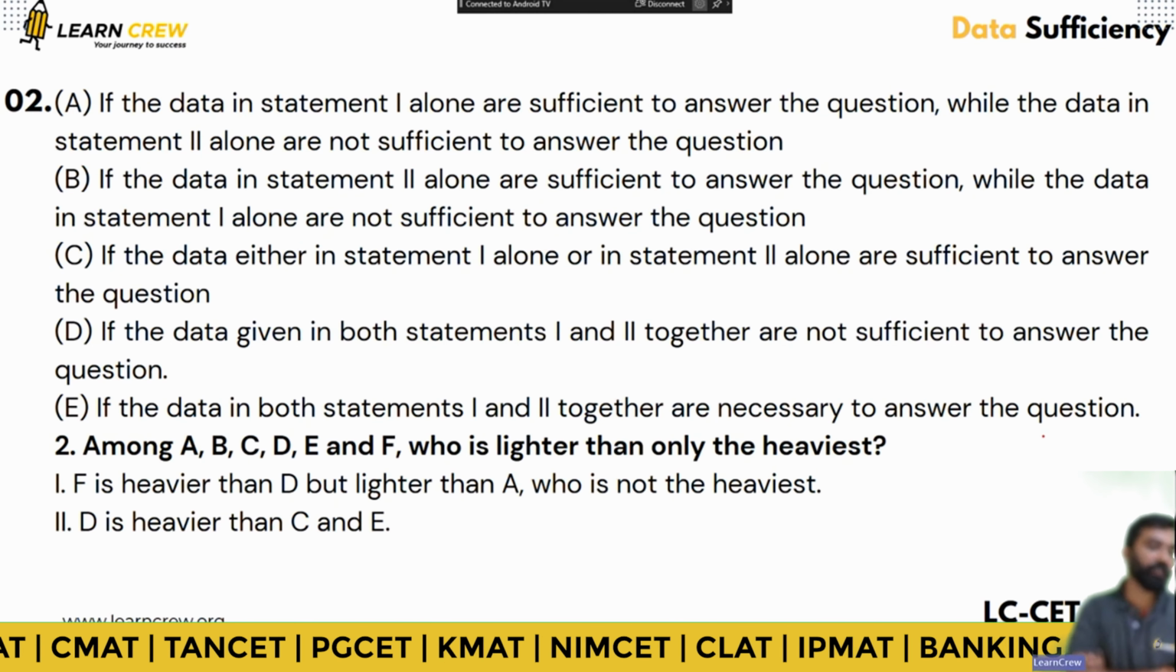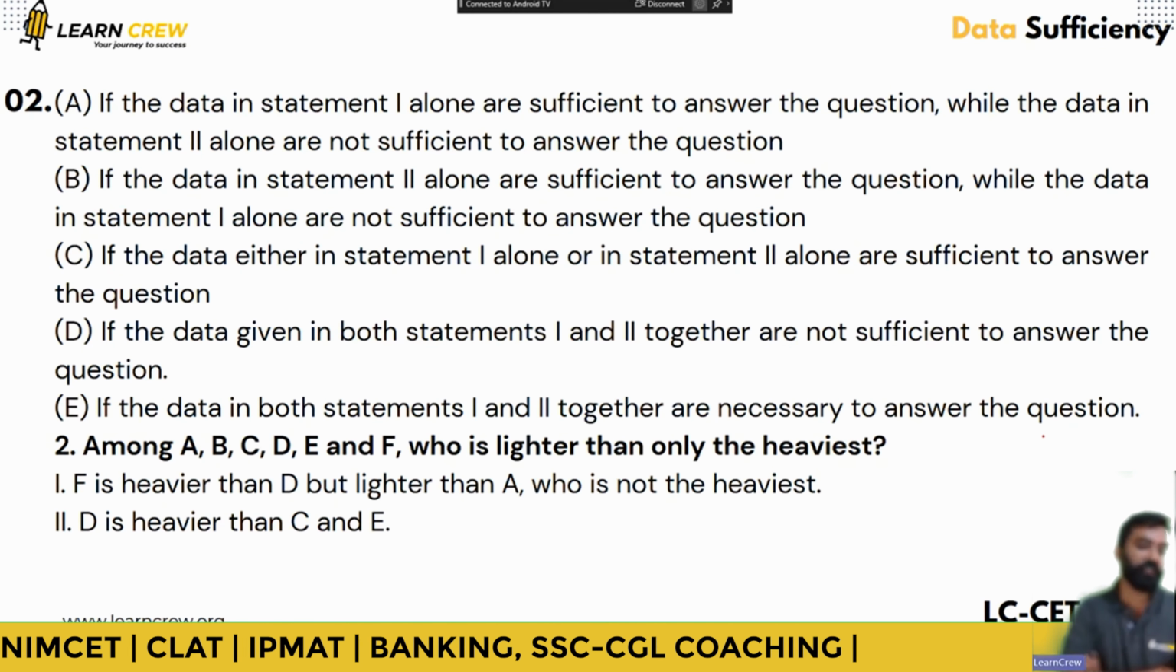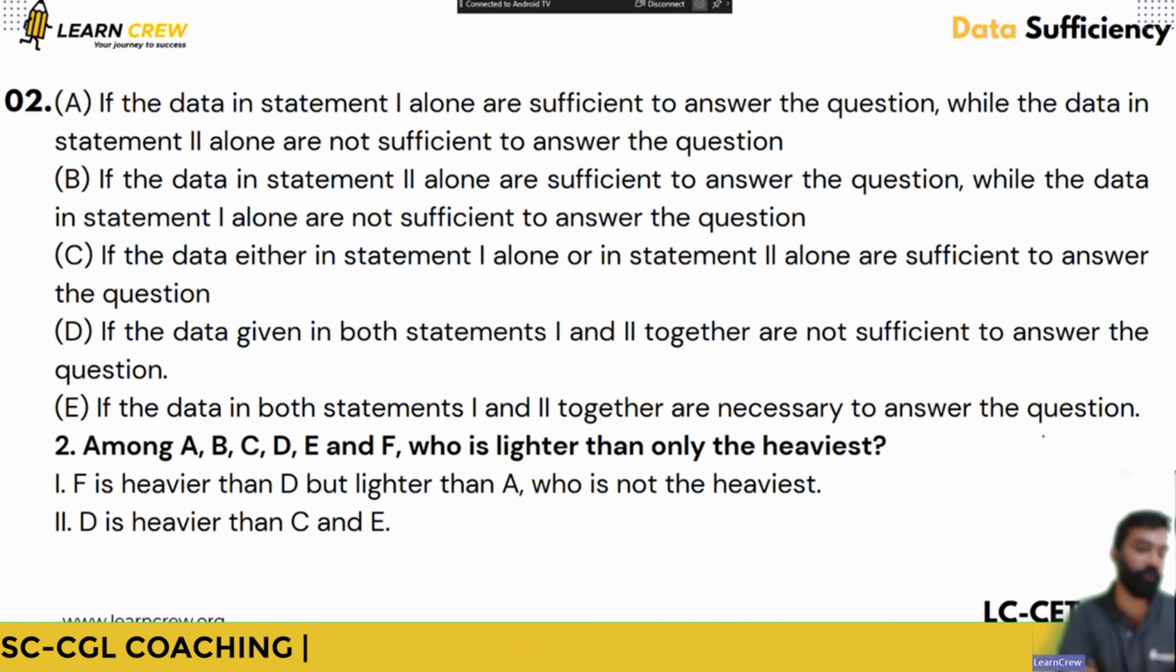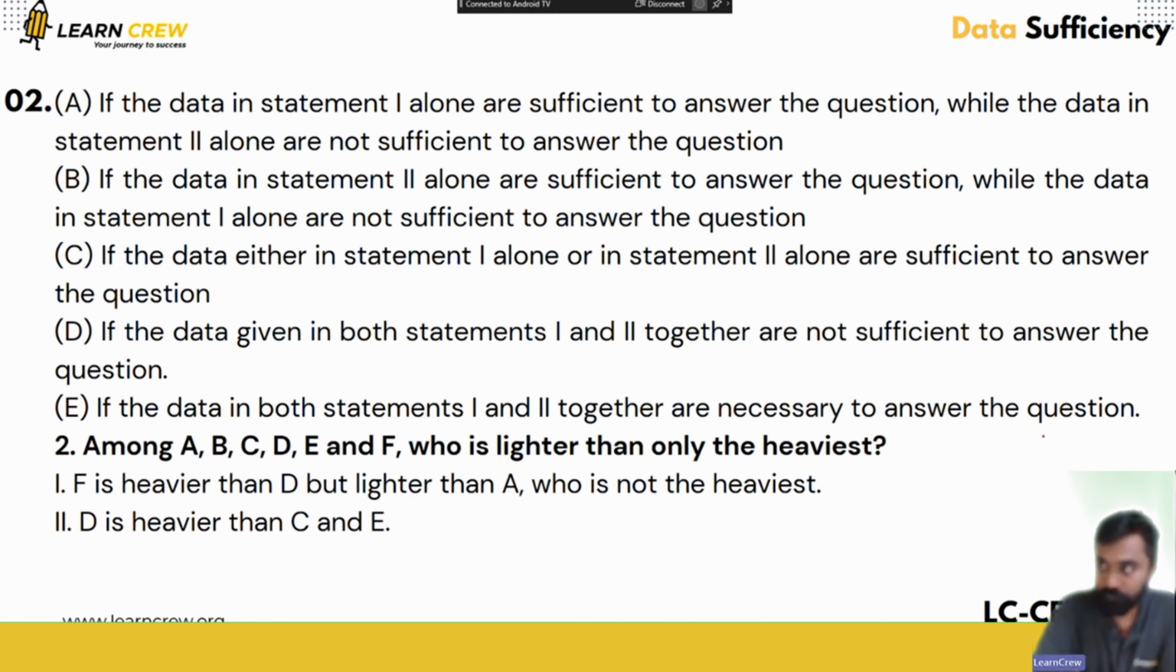Among A, B, C, D, E, and F, who is lighter than only the heaviest? Option E. Both are necessary. All are sure about E. So who is the heaviest? B is the heaviest. Okay, let's see.